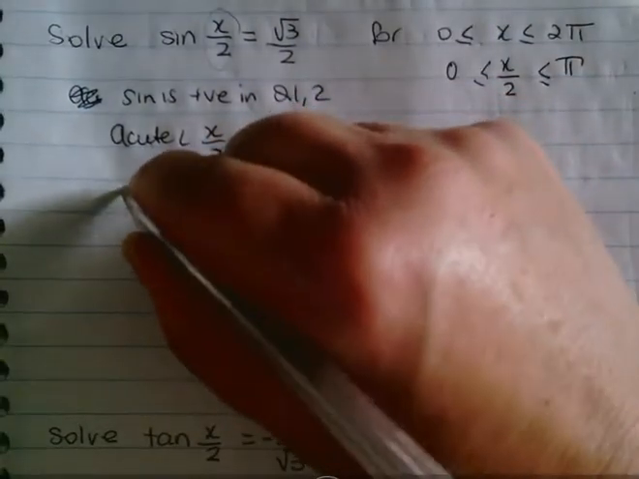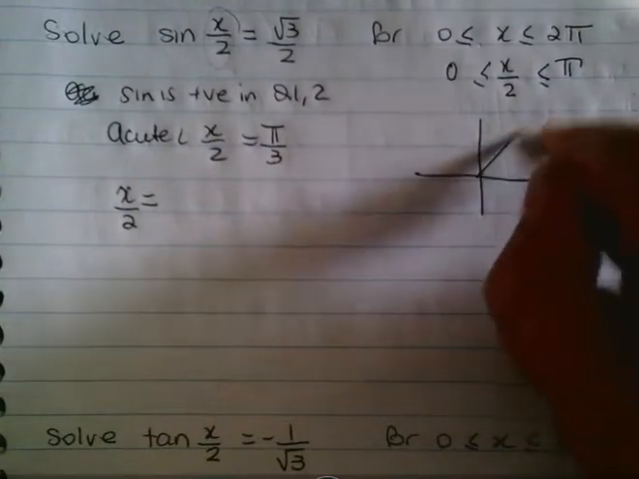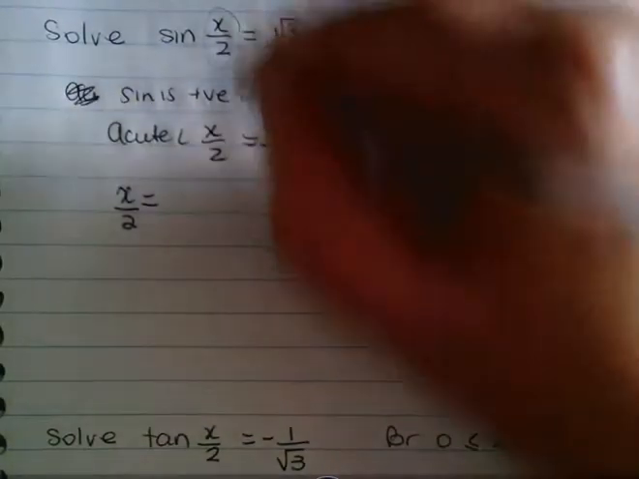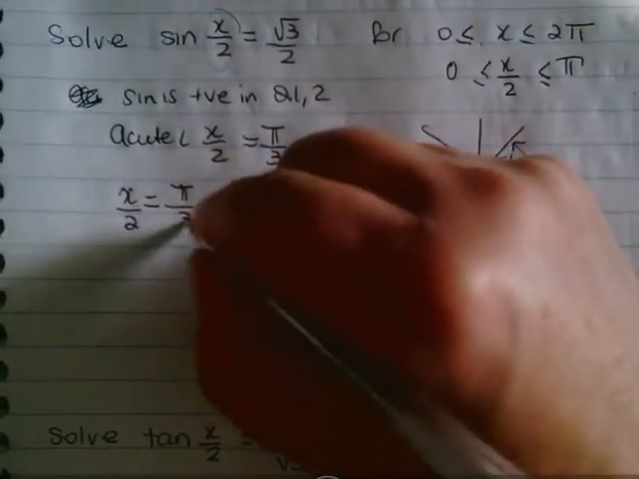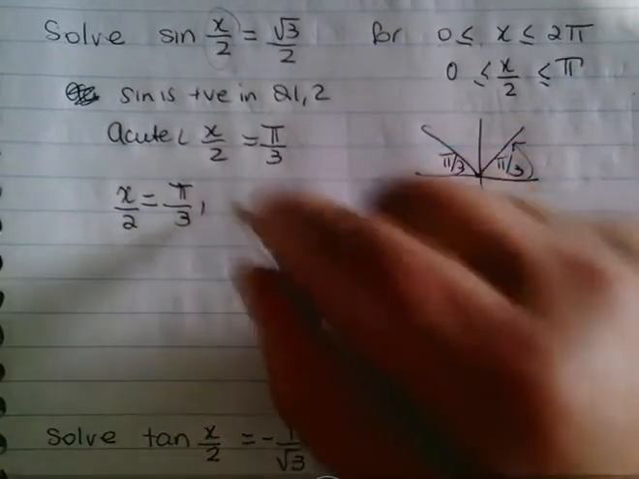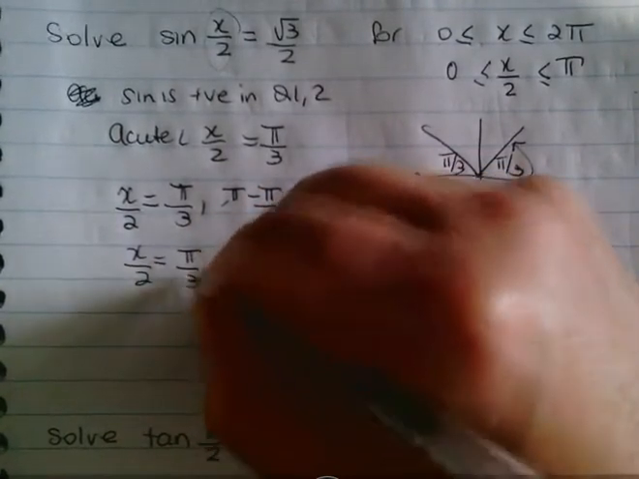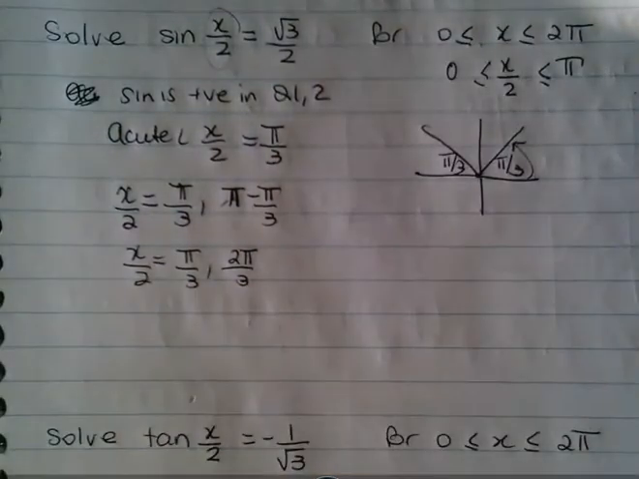So therefore, my solutions for x on 2, again, we just draw up where we are. We're in quadrants 1 and 2. So that x on 2 is, this solution here is pi on 3. And this other one is pi minus pi on 3. So x on 2 is pi on 3 and 2 pi on 3, because it's 1 minus a third pi.